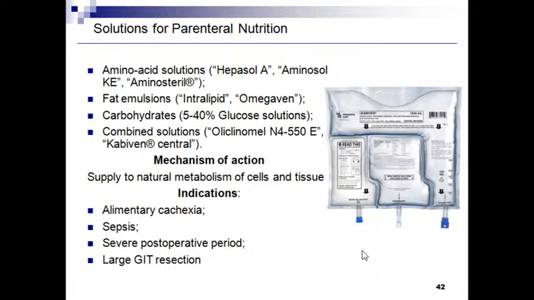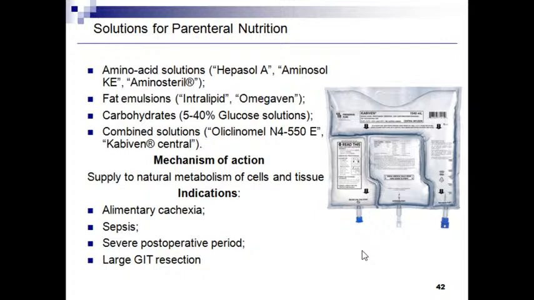Commonly used 5% solution is isotonic. In severe states, we can use hypertonic solutions of glucose, or we can use combined solutions. For example, the pharmacological names, oliclinomel and Kabiven Central. Mechanism of action is very simple to understand. It is a supply to natural metabolism of cells and tissues. And indications for usage of drugs for parenteral nutrition, very understandable.